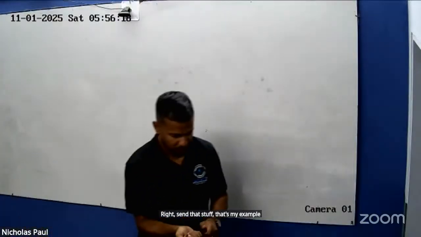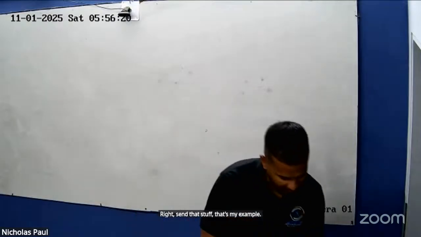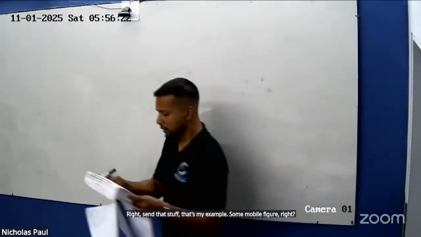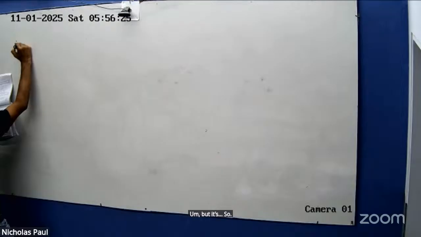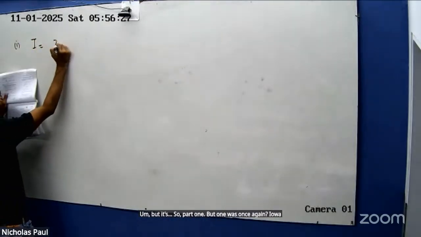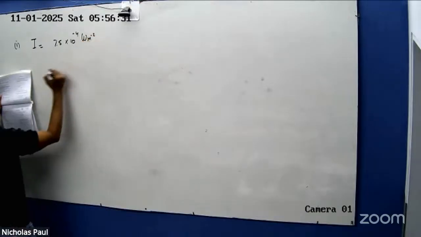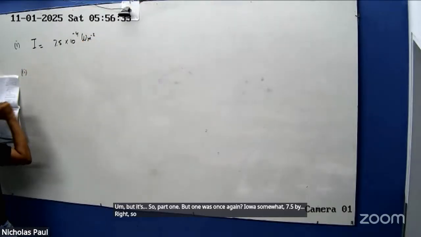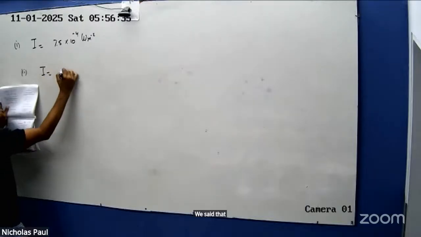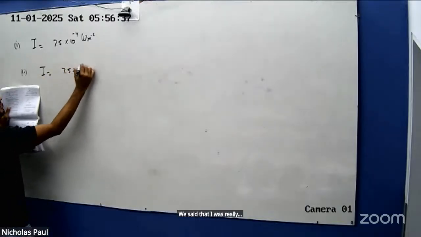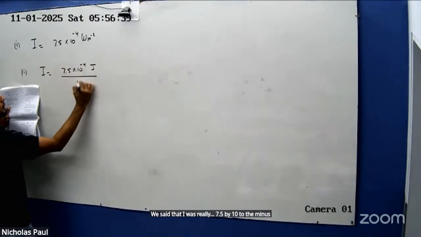Right, Sylvester, help me out here. Some more about this again, right? So part one was what again? I was how much? 7.5 by. Right, so part two now, we said that I was really 7.5 by 10 to the minus 4 joules per second.